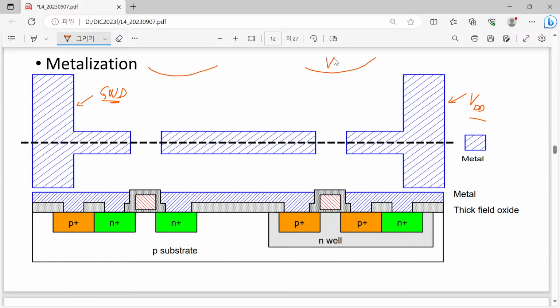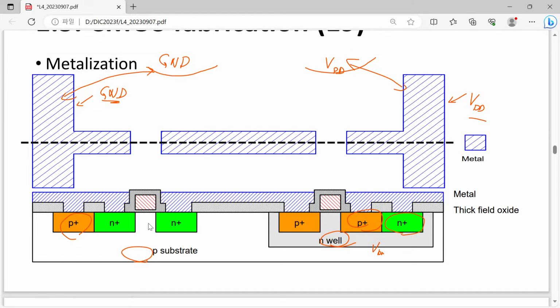So there is a large battery, and the real ground, and this metal line is once again connected through a metal line and another metal line. So that's the reason eventually this part and this part are biased as VDD, and this part and this part are biased with the ground. So this is a long story, but anyway, this is metallization.